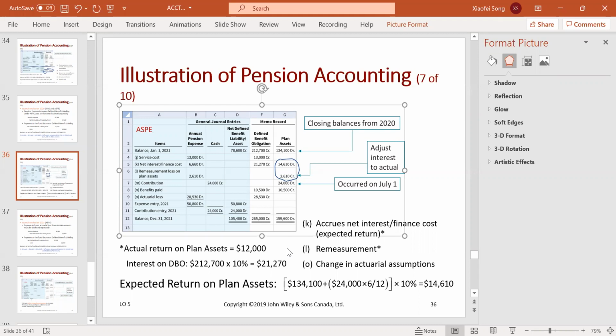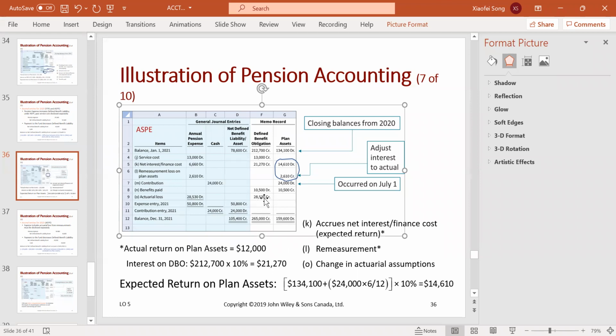The actuarial loss is basically what results after revising the assumptions, mostly the assumptions used to determine the defined benefit obligation, such as inflation rate, discount rate, life expectancy, and all that. So they revised those assumptions, and that changes the amount of the defined benefit obligation. This time it tells you that, as a result, the defined benefit obligation increased by 28,530. Okay, so that's the change.